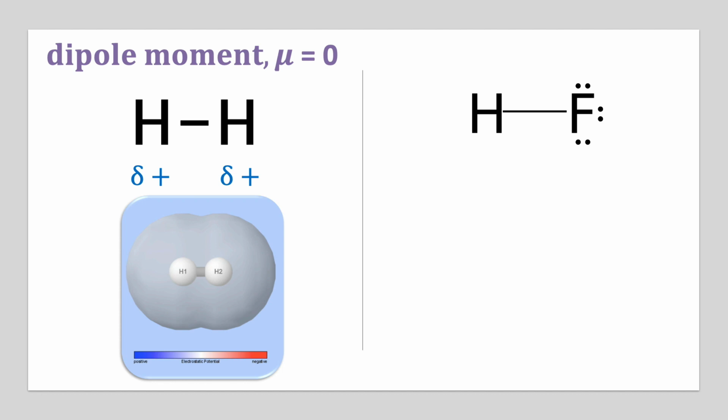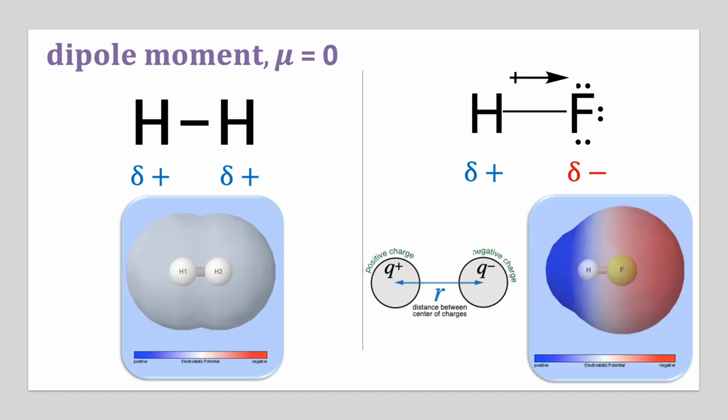For the HF molecule, because there is a separation of partial positive and negative charge on the molecule, the dipole moment can be calculated. From the electron density cloud picture, we can see that the magnitude of delta positive and negative can be multiplied by the distance between the centers of charge of the hydrogen and fluorine atoms. Hence, the dipole moment is not equal to 0. In conclusion, mu equals 0 when the molecule has a nonpolar bond, but mu is not equal to 0 when the molecule has a polar bond. We can only calculate the dipole moment for a molecule with a polar covalent bond.